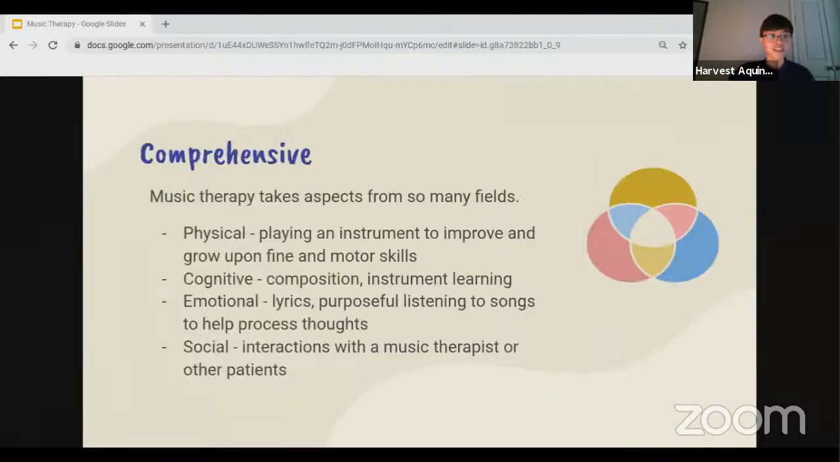Also, music therapy is what I like to call comprehensive or all in one. A great thing about it is that it takes aspects from so many fields. So, with the four concerns that it works to improve, with physical, think of, say, hitting a drum, playing a woodwind instrument, or blowing through a brass instrument to improve and grow upon fine motor skills, as well as breathing skills. With cognitive, think of composition, as well as the act of playing an instrument, which does require a great deal of learning. With emotional, think of expressing oneself through lyrics and song and purposeful listening to songs to help process thoughts. With social, think of the interactions with a music therapist or other patients.